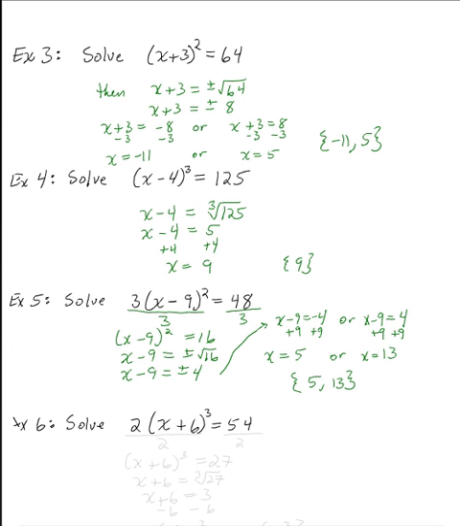Again, now let's look at an example involving a cube. 2 times the quantity x plus 6 cubed is equal to 54. Dividing by 2 yields x plus 6 cubed is equal to 27. Applying the cube root, I would have x plus 6 is equal to the cube root of 27. The cube root of 27 is 3, so I have x plus 6 equals 3. And finally, subtracting 6 from both sides, x would equal negative 3. And our solution set would only contain one value, negative 3.